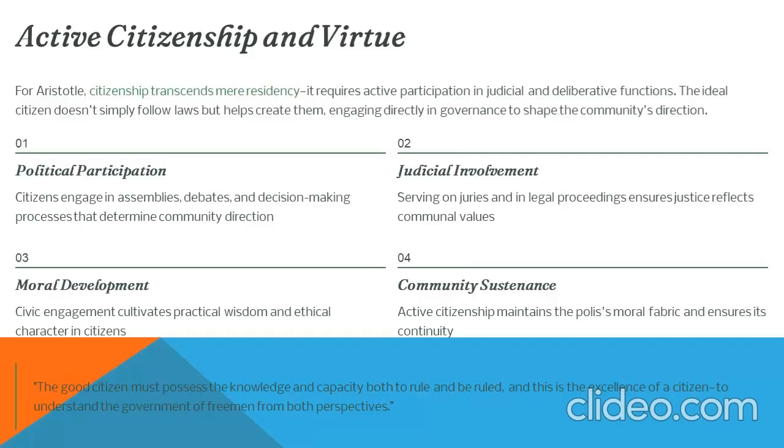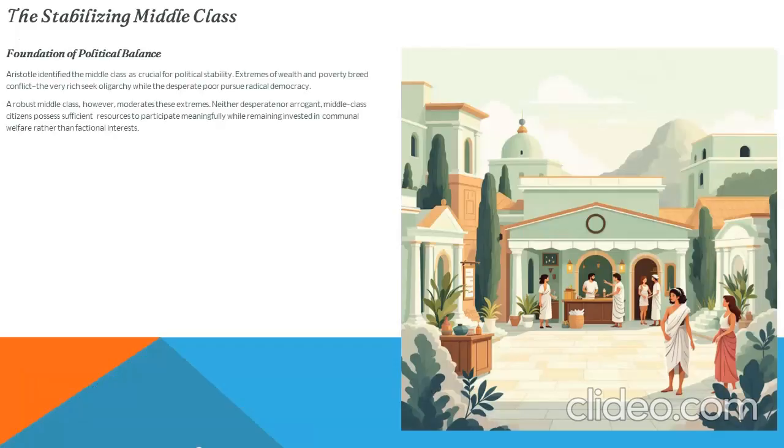Political participation: citizens engage in assemblies, debates, and decision making processes that determine community direction. Judicial involvement: serving on juries and in legal proceedings ensures justice reflects communal values. Moral development: civic engagement cultivates practical wisdom and ethical character in citizens. Community sustenance: active citizenship maintains the polis's moral fabric and ensures its continuity.